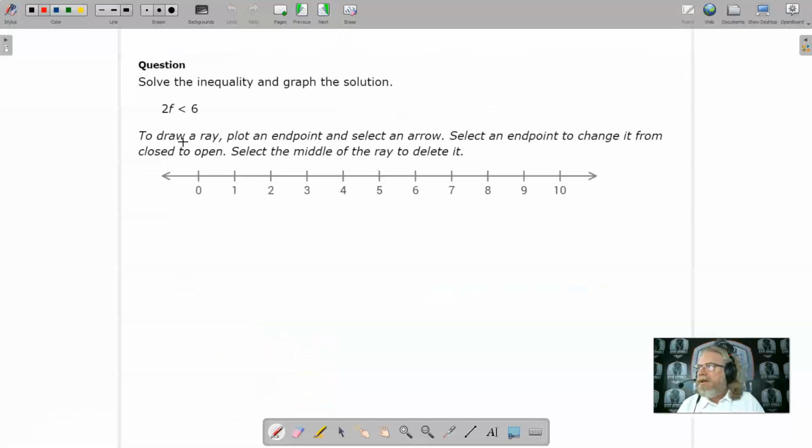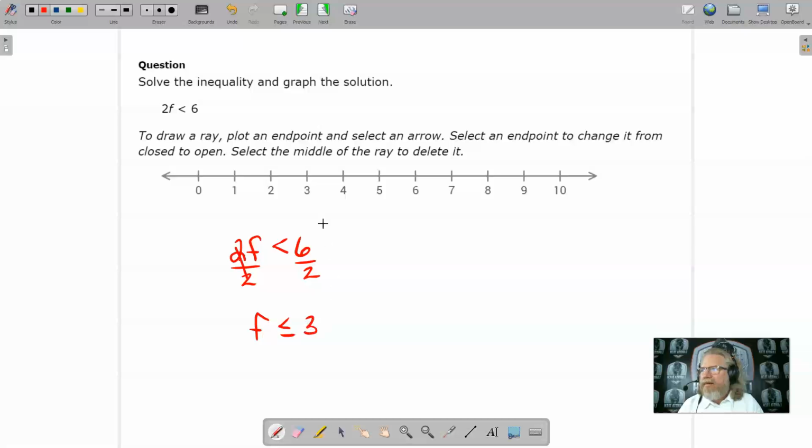On to the next one. 2f is less than 6. So the 2 is tied to the f through multiplication. Opposite operation is division. And we're going to divide by the very number we wish to get rid of, which is 2. And what we do to one side, we're going to do to the other. 2's are going to cancel each other, leaving us with just f. Bring down our sign. And then 6 divided by 2 is 3.